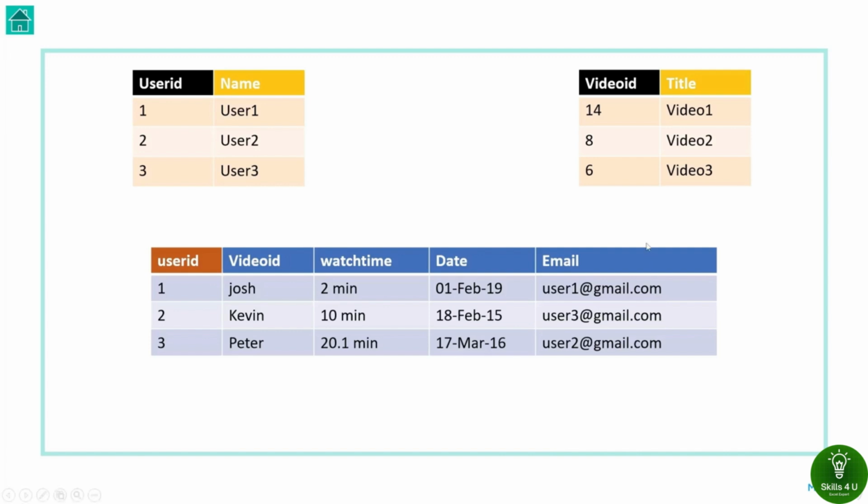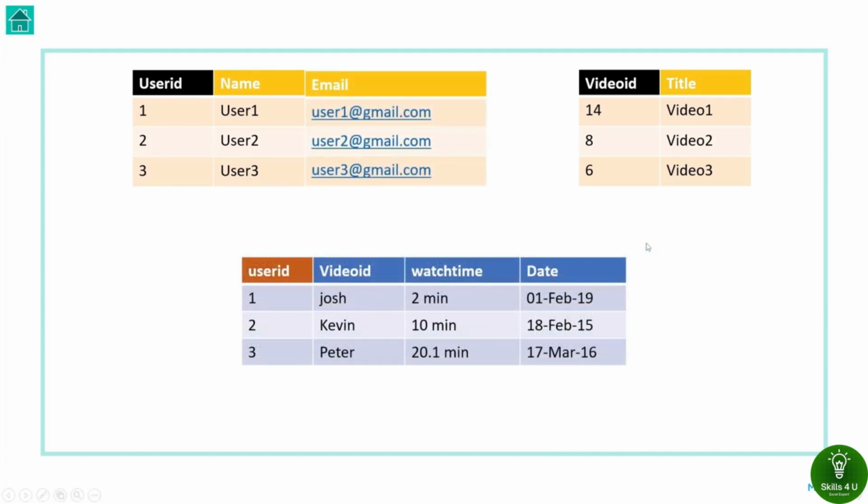Now, if you look at the table, I shifted the email column to the users table, because it is related to the user. And now, we don't have the problem of partial dependency anymore in this table.